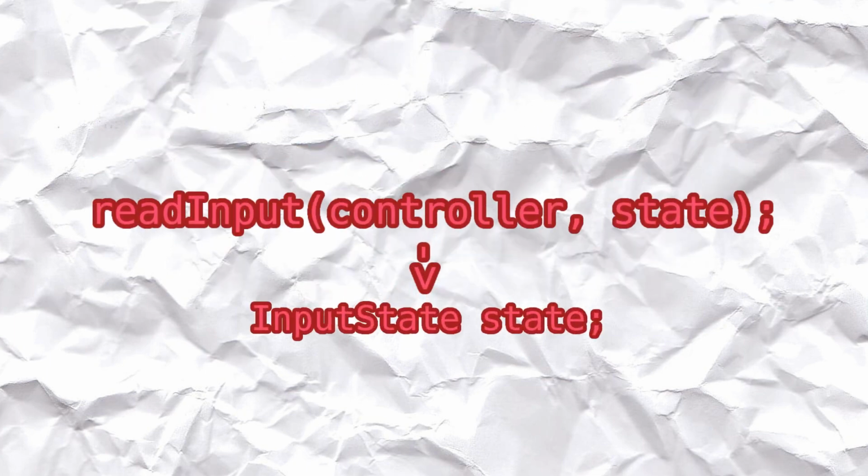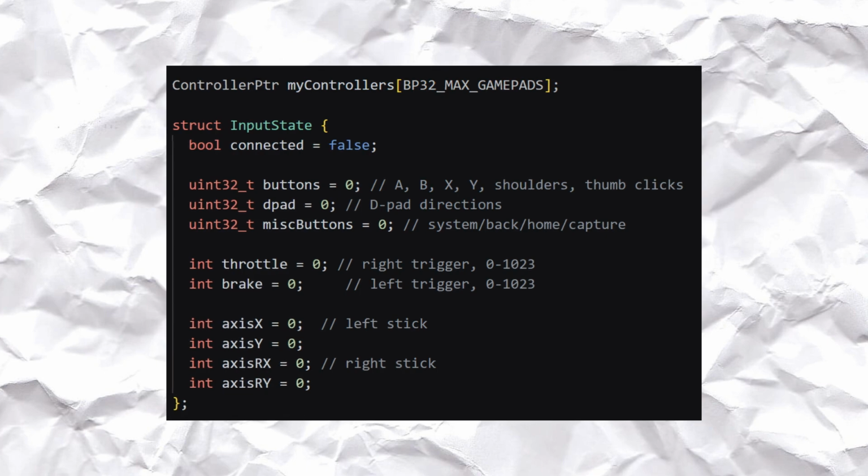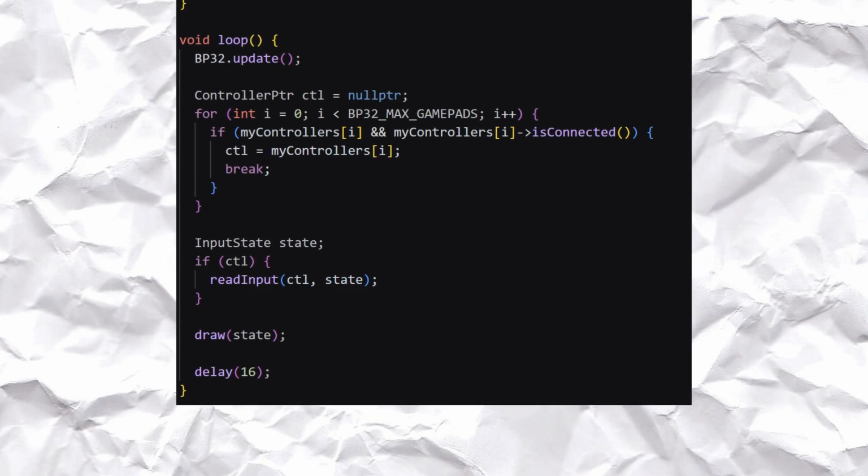Well, when we run read input on a valid controller, we get an updated input state. And what is that? Input state is just a struct. You can think of it as a snapshot of everything the controller is doing at that exact moment. Every time we call read input, we're getting a new snapshot of whatever the controller is reporting right now. Let's look at what's actually inside it.